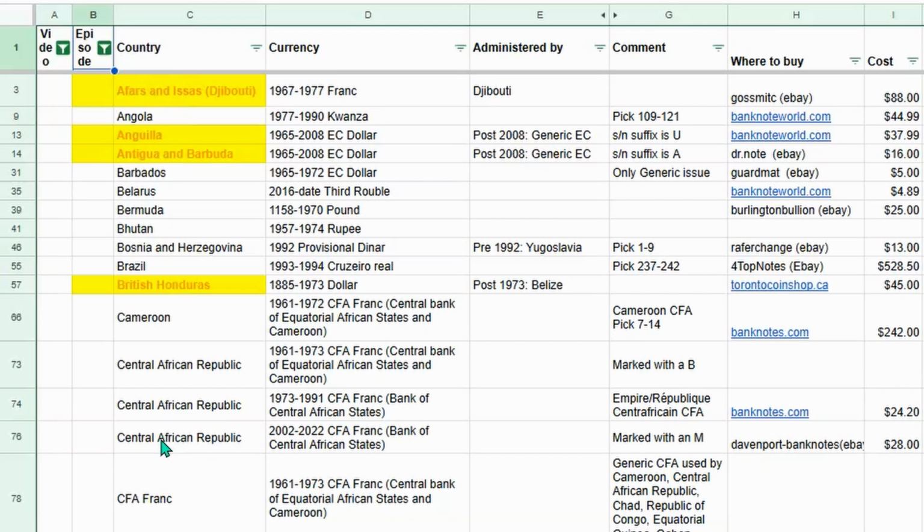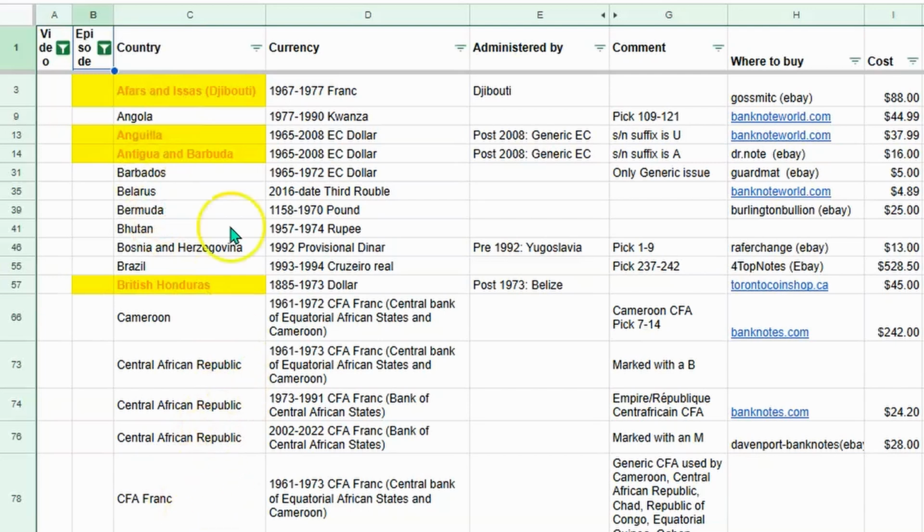As you can see here, from Central African Republic, there's various years, 1961 to 1973, 1973 to 1991, and 2002 to 2022. There's issues over here that I'm looking for, because they're marked either with a different letter, like this one is marked with a B, this one's marked with an M, this one says Central African Empire, which is kind of cool. So I'm trying to get one of these. This is an example for Central African Republic. And the same goes for all of the other ones that are black on white.